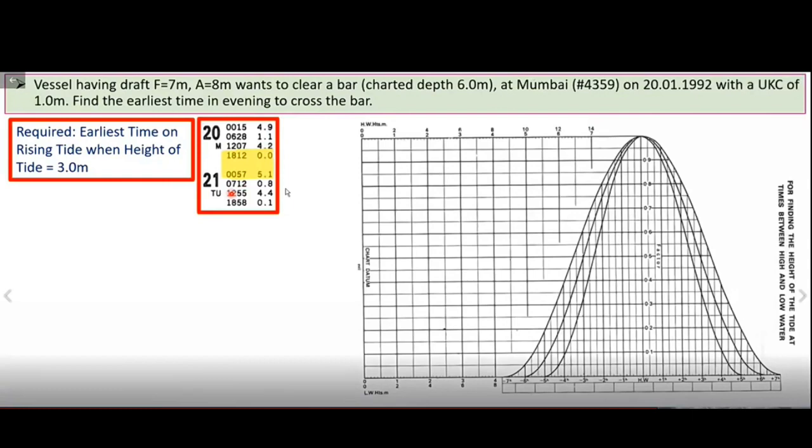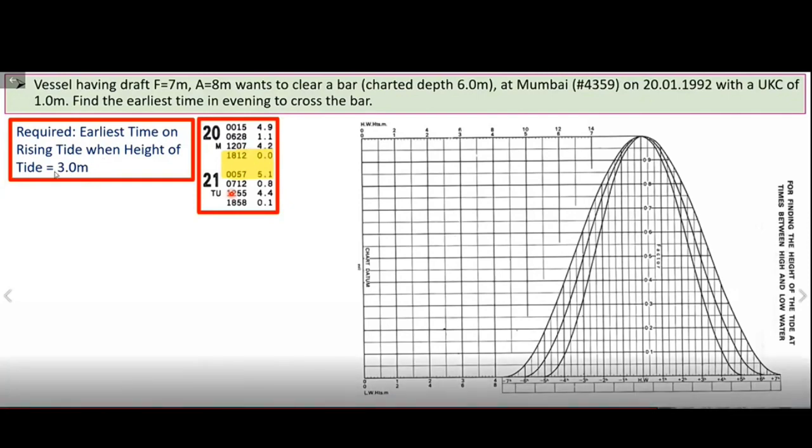Okay. So now you have a look here, beta. They want us to find out the earliest time in the evening of 20th January when the height of tide is 3 meters because the vessel wants to cross a bar, a shallow patch. Now, if you look carefully, 1207 was a high tide here, 4.2 meters. So the vessel can pass the shallow water at any time. 4.2 meters is more than 3.0. Now, after 1207, the height of tide is going to reduce. It is going to go down to 0 at 1812.